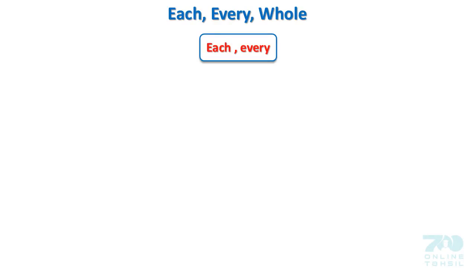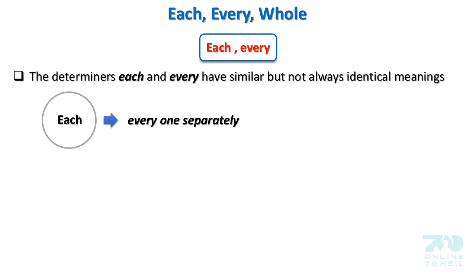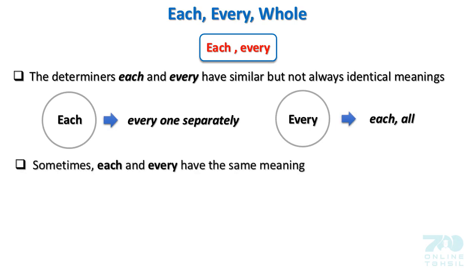Each, every, whole. Each, every. The determiners each and every have similar but not always identical meanings. Each means everyone separately. Every means each, all. Sometimes each and every have the same meaning.